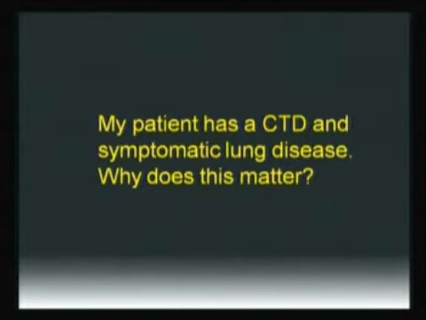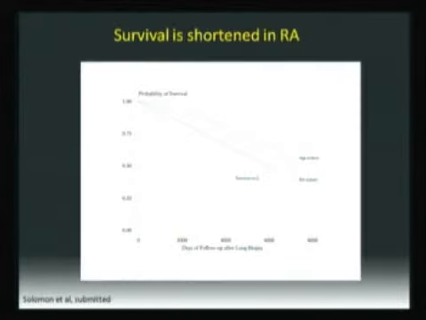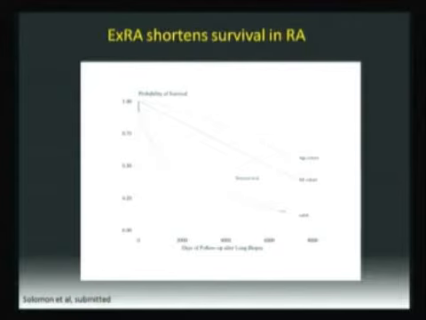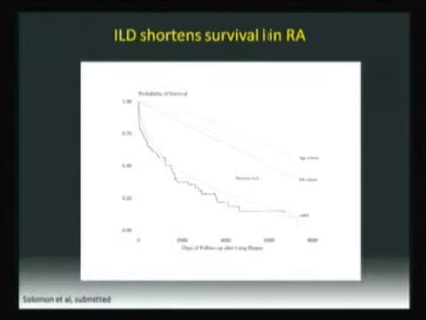So, does it matter that the patient has CTD and symptomatic lung disease? Yes, it matters a lot, because survival is shortened in rheumatoid arthritis patients with lung involvement. If you look at these slides, these are patients with lung involvement in rheumatoid arthritis, and they live shorter.